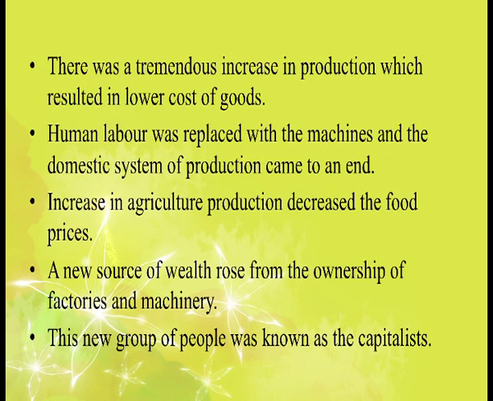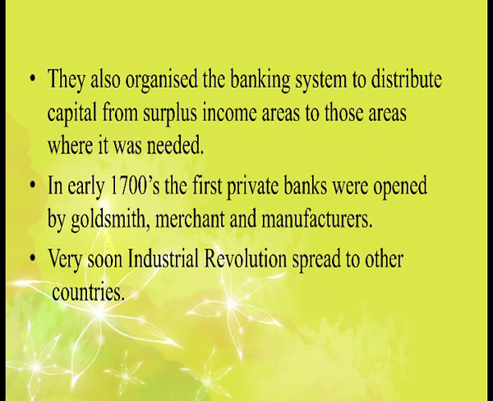Do you know there was a tremendous increase in production which resulted in lower cost of goods? Human labor was replaced with machines and the domestic system of production came to an end. Increase in agricultural production decreased food prices. A new source of wealth rose from the ownership of factories and machinery. This new group of people were known as the capitalists. They also organized the banking system to distribute capital from surplus income areas to those areas where it was needed. In the early 1700s, the first private banks were opened by goldsmiths, merchants and manufacturers.